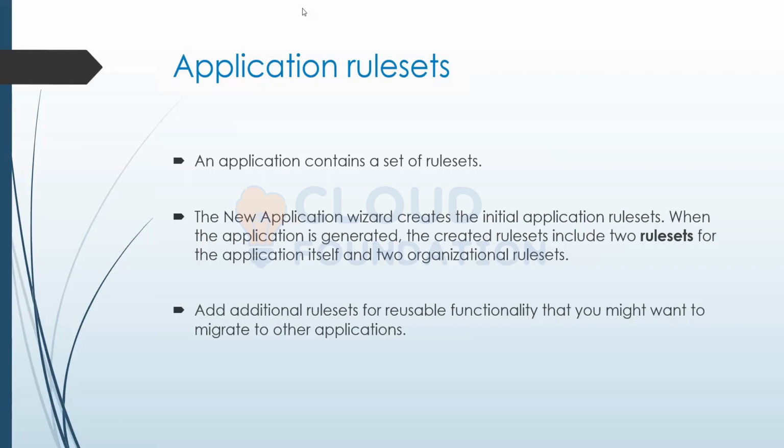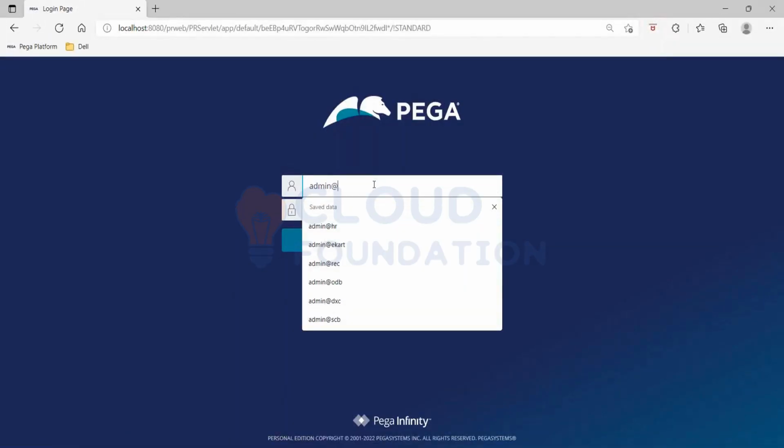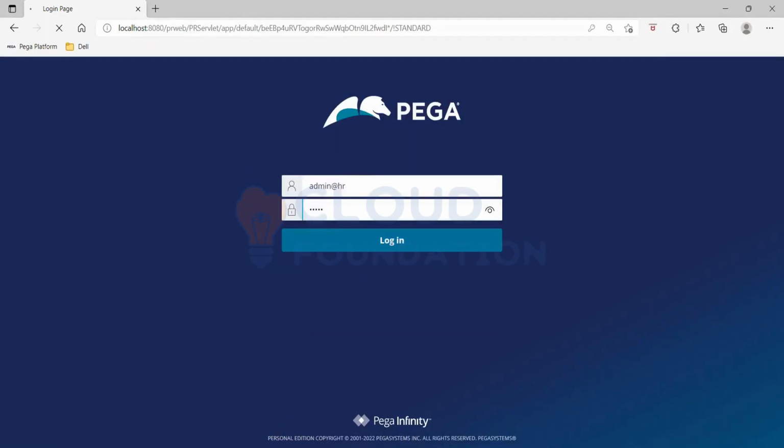Let us just have a look at them. Typically, they are your application rule set, application int rule set, organization rule set, and organization int rule set. Four rule sets are created. Now, should I confine my whole application to those four rule sets only, or can I create my own rule sets also?